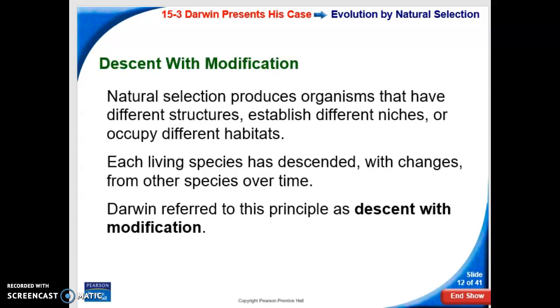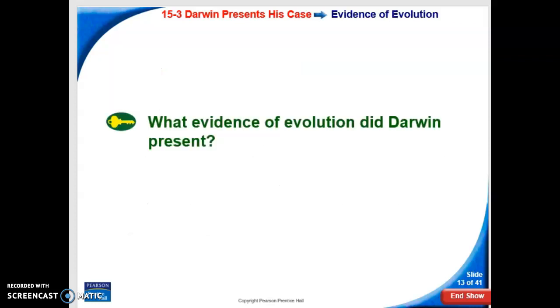Now that brings us to descent with modification. Natural selection produces organisms that have different structures. They are able to establish different niches or occupy different habitats. Okay? Each living species has descended, but when we talk about descent with modification, it is with changes from the other species over time. And that's where we get the descent with modification.